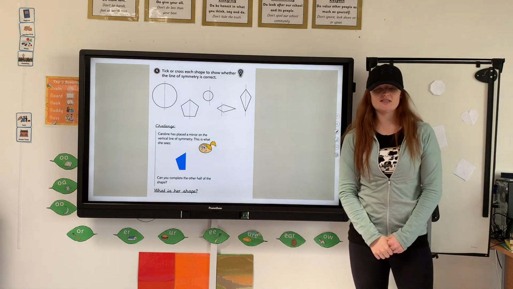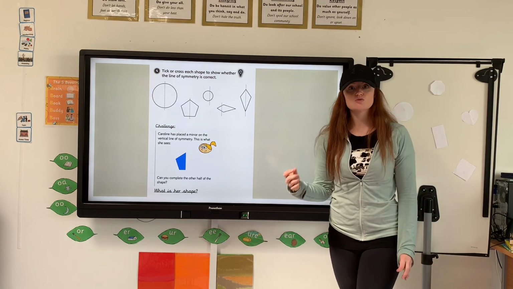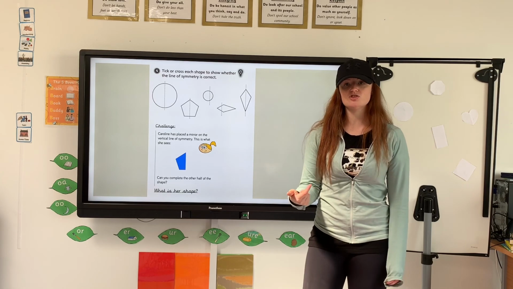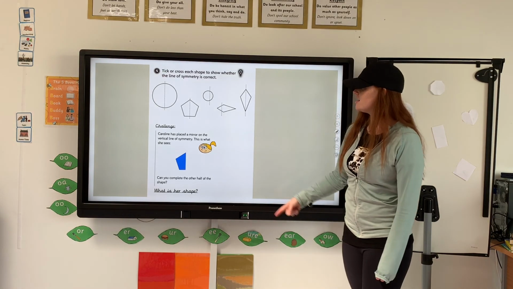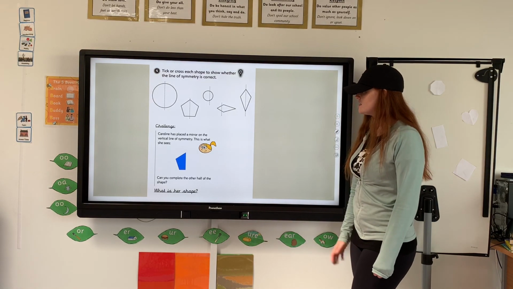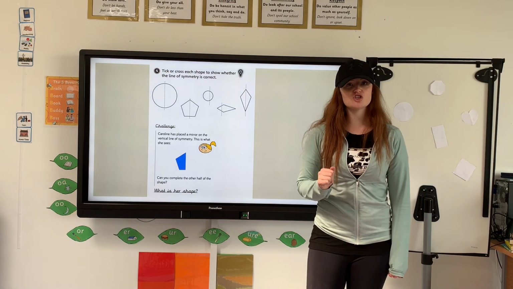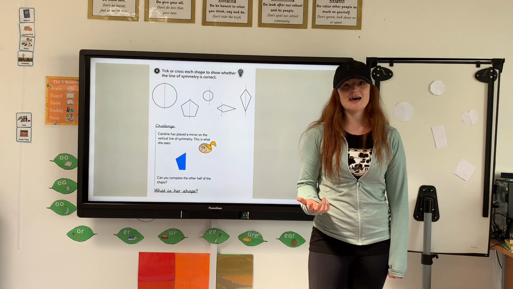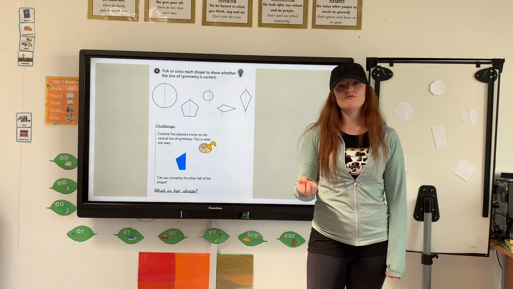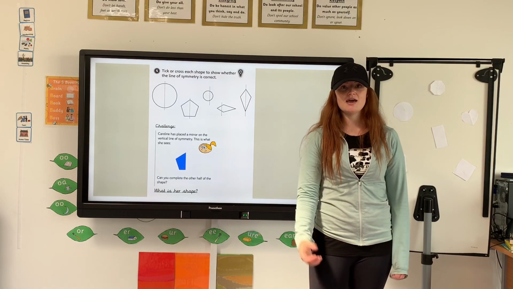And some harder ones here. Tick or cross which one shows the correct line of symmetry. And then Caroline has placed a mirror on the vertical line of symmetry. This is what she sees. Can you complete the other half of the shape? So see whether you can now spot the horizontal and vertical lines of symmetry, draw them in, and have a go.